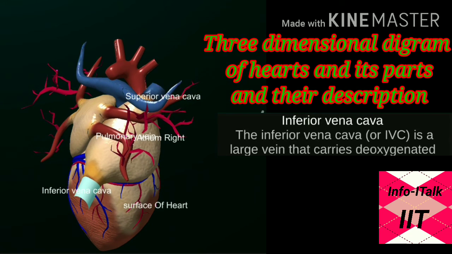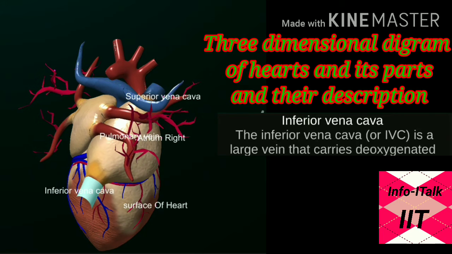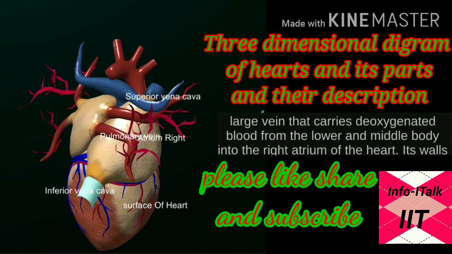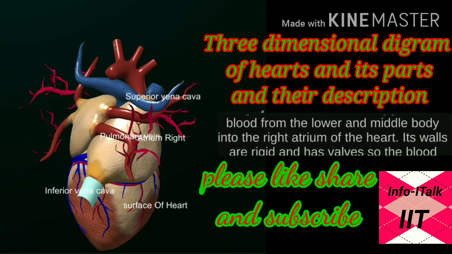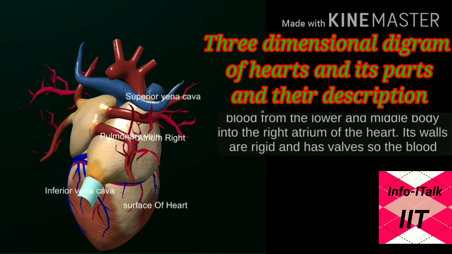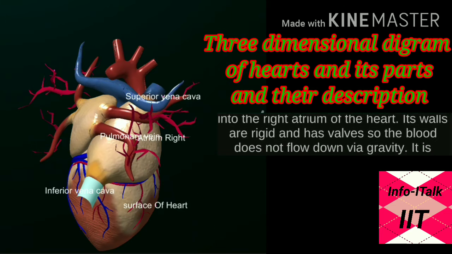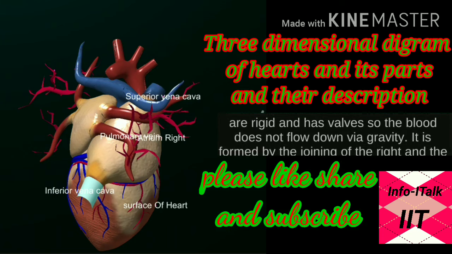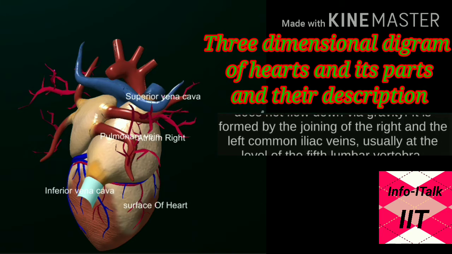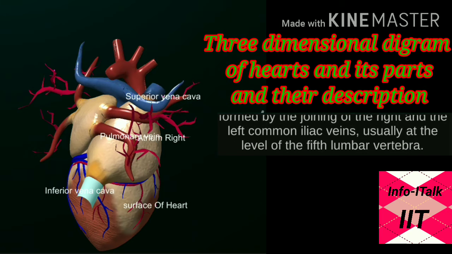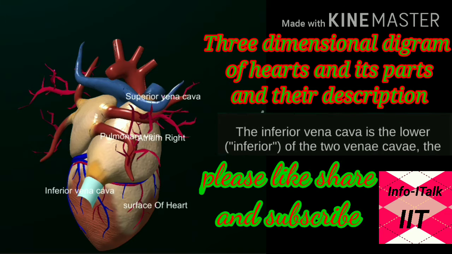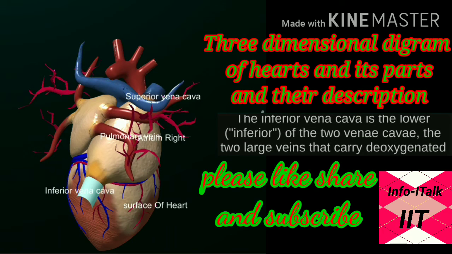Inferior vena cava. The inferior vena cava is a large vein that carries deoxygenated blood from the lower and middle body into the right atrium of the heart. It is rigid and has valves, so the blood does not flow down via gravity. It is formed by the joining of the right and left common iliac veins, usually at the level of the fifth lumbar vertebra.